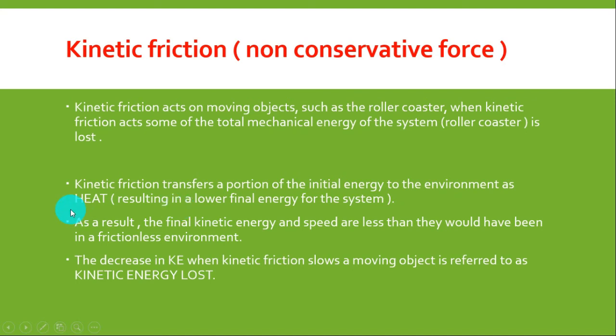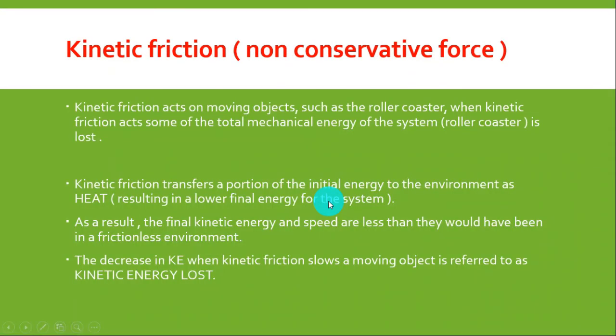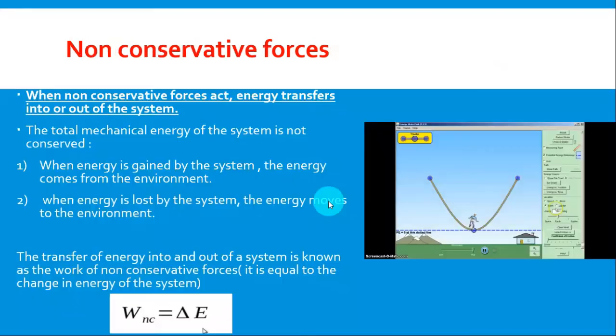We said that. As a result, the final kinetic energy and the speed are less than they would have been in a frictionless environment. In the first case, when there was no friction, the initial energy and the final energy here at the top, here and here, the two sides, is what? The initial energy and the final energy here, they are equal. Okay? But in the case of friction, they are not equal.